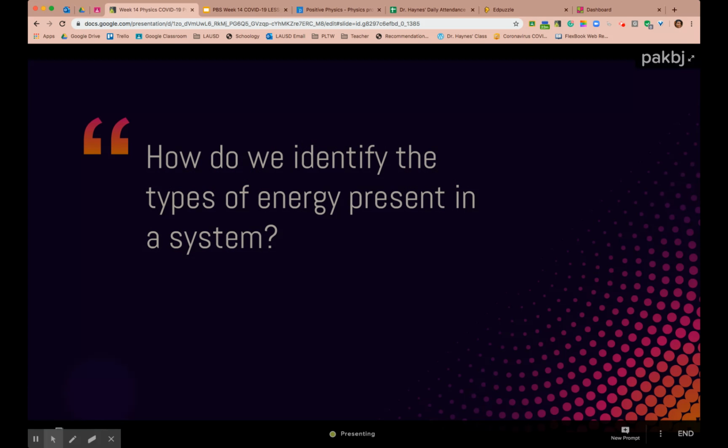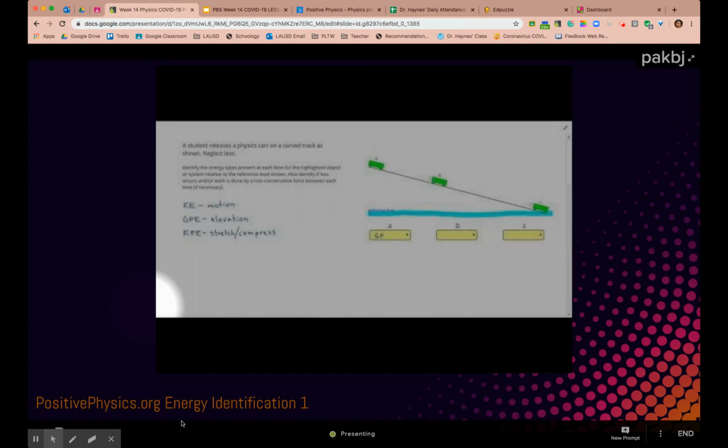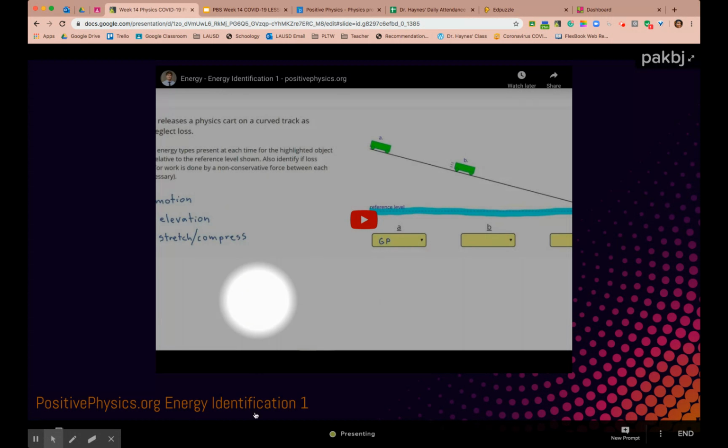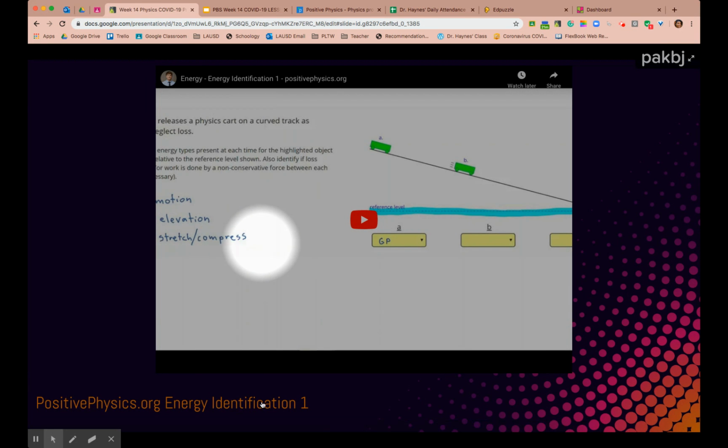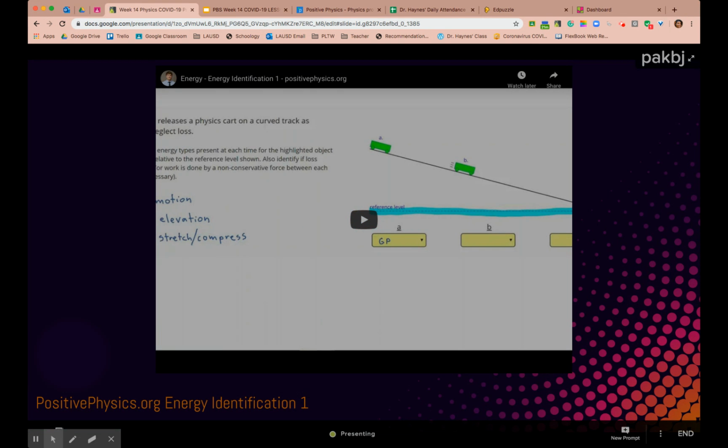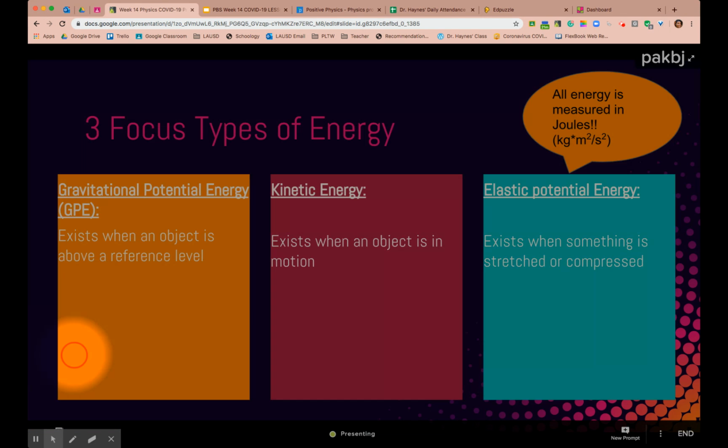Okay, so our main question is, how do we identify the types of energy present in a system? Last time we watched a video that we're not going to watch today, about gravitational potential energy, kinetic energy, and elastic potential energy. And your assignment was to practice identifying those. So I want to see, after we go over these, if you remember how to do that.